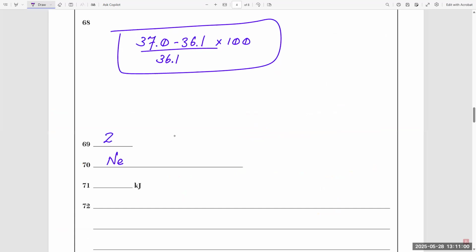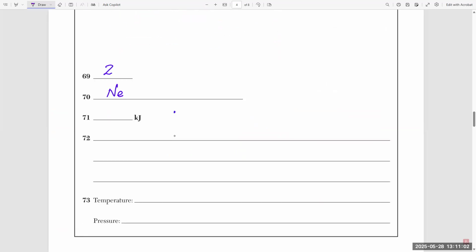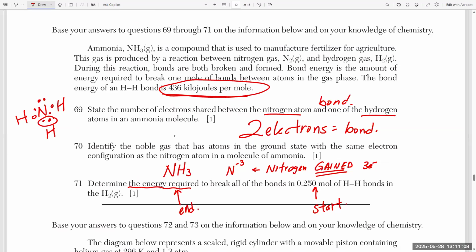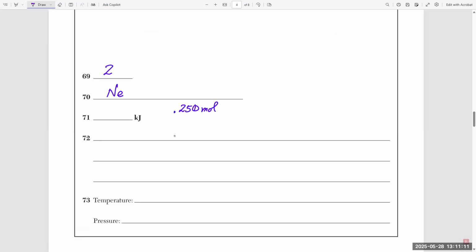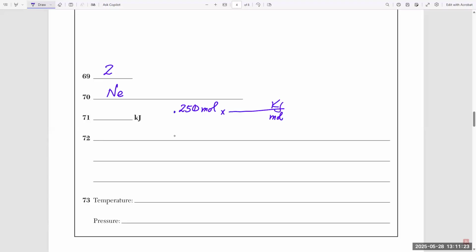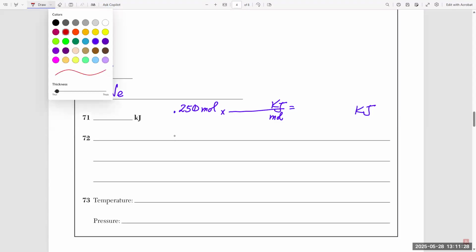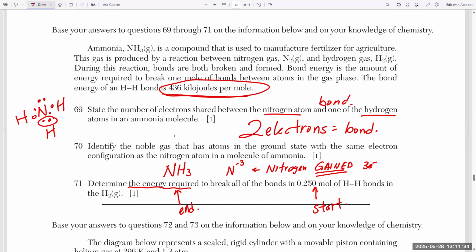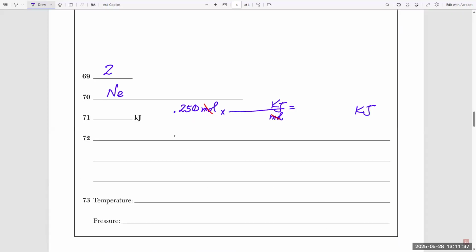So we start with our start, which is 0.250 moles, right? Of who is this? H-H bonds, right? Now, you want to get rid of the moles and end up with kilojoules. That should give us kilojoules, right? Because what do we know? Moles is going to cancel out moles. But do we have this value? The answer is sure we do. It's right here, 436. So it's 436 kilojoules per 1 mole.